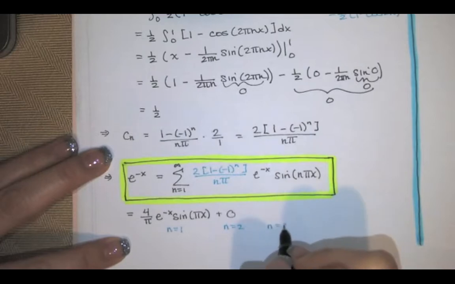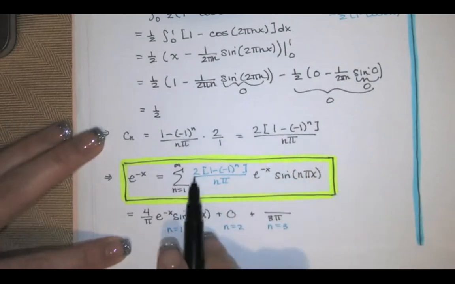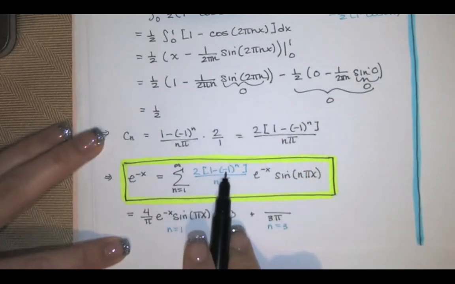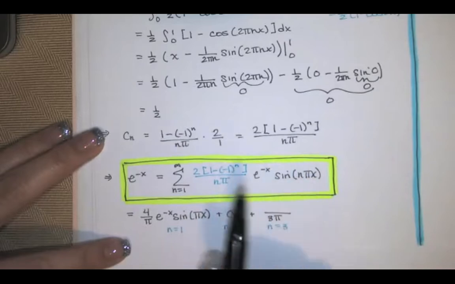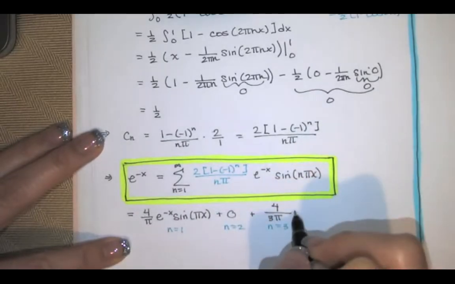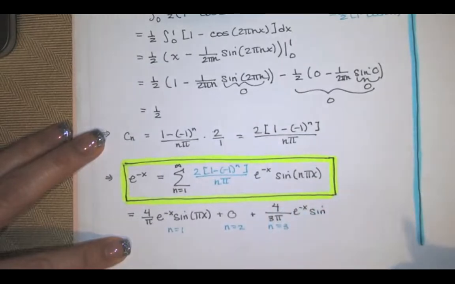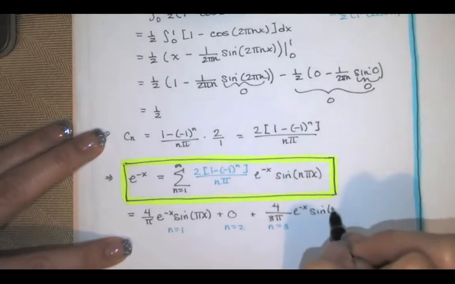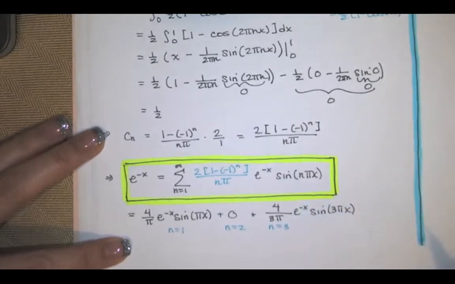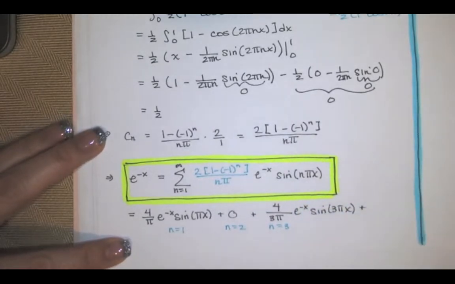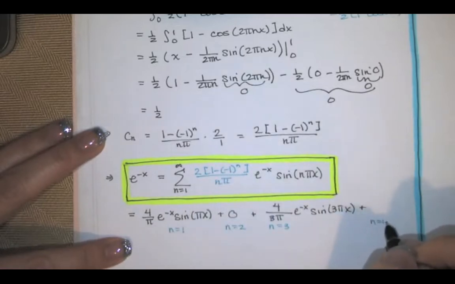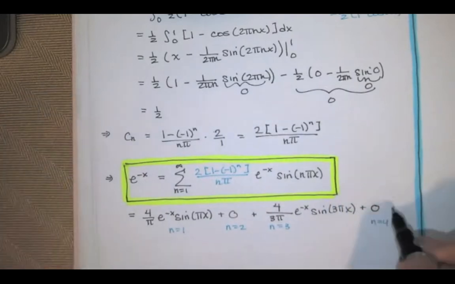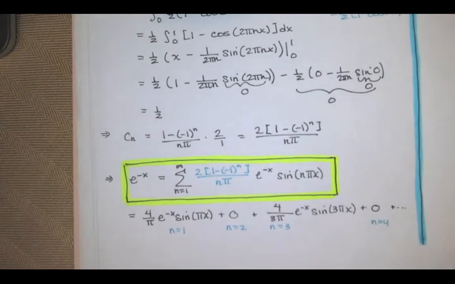When n equals 3, we get this. We have a 3 pi in the denominator. In the numerator, we're going to have 1 minus (-1) to the third. So that's going to be a -1. 1 minus -1 is going to be a 2. And then we'll multiply by 2. So we'll have a 4 there, times e to the negative x times sine of 3 pi x, and so on. When n equals 4, we've got negative 1 to the 4th, which is 1. 1 minus 1 is 0, so that's 0. And we can keep going, and I think I actually will.